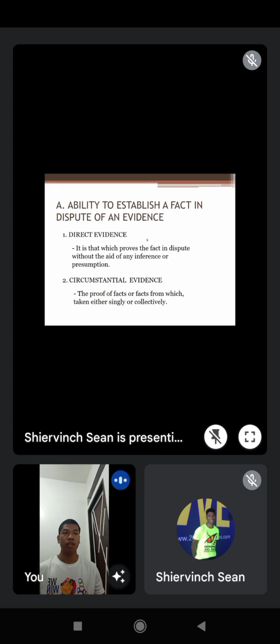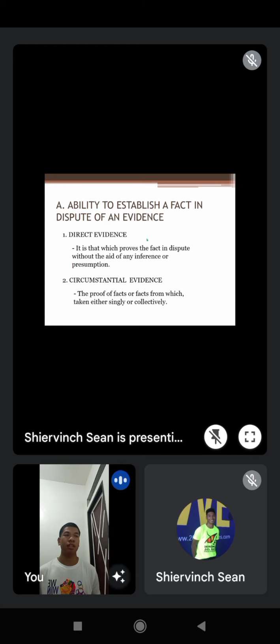Circumstantial evidence is the proof of facts from which, taken either singly or collectively, the existence of a particular fact in dispute may be inferred as a necessary or probable consequence. There are requisites that must be present before circumstantial evidence is sufficient for conviction. There must be more than one circumstance, the facts from which the inferences are derived must be proven, and the combination of all circumstances must produce a conviction beyond reasonable doubt.